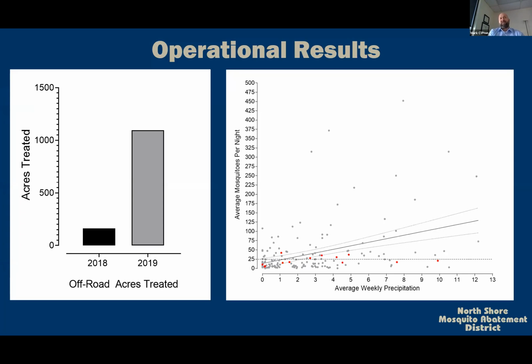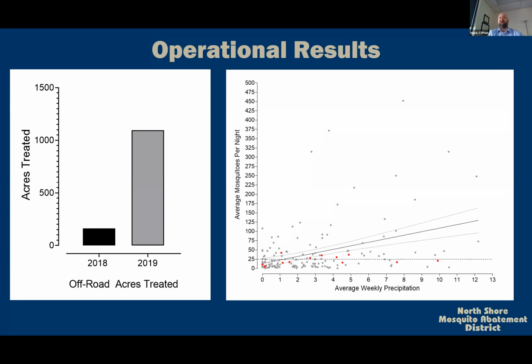The figure on the right shows the average weekly precipitation on the x-axis, and then the average Aedes vexans mosquitoes per night on the y-axis. And you can see roughly that there's a positive correlation that when you have more precipitation, you're going to have more mosquitoes, of course. The red dots are 2019. And that line is essentially completely horizontal, which basically says that despite a lot of precipitation in 2019, I think we had the wettest May ever in history, we just did not see big broods of mosquitoes.